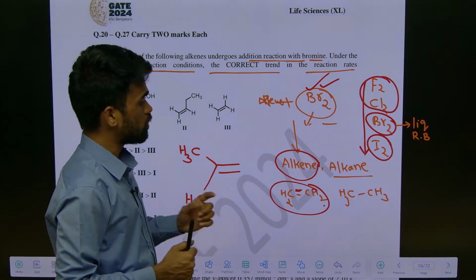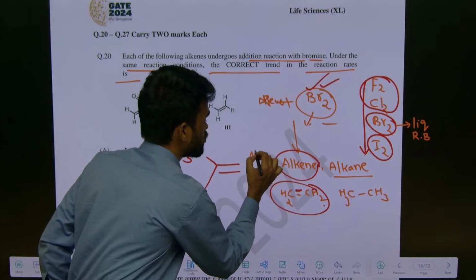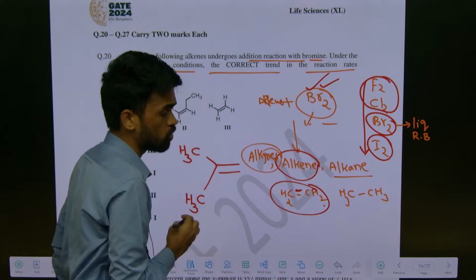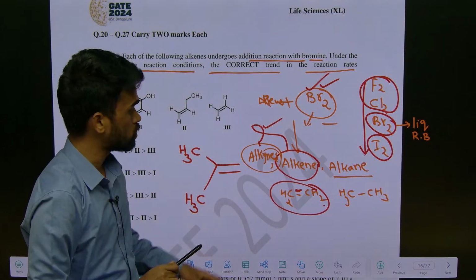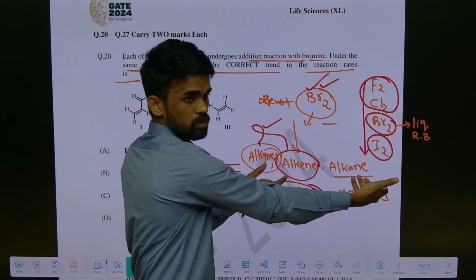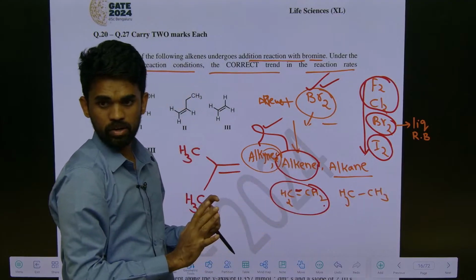Sir, you are saying only alkenes, why not alkynes? Yes, alkynes are also considered to be unsaturated compounds. So alkynes and alkenes, both are unsaturated compounds that can be identified from saturated compounds like alkanes using bromine water. Okay, you can remember this.